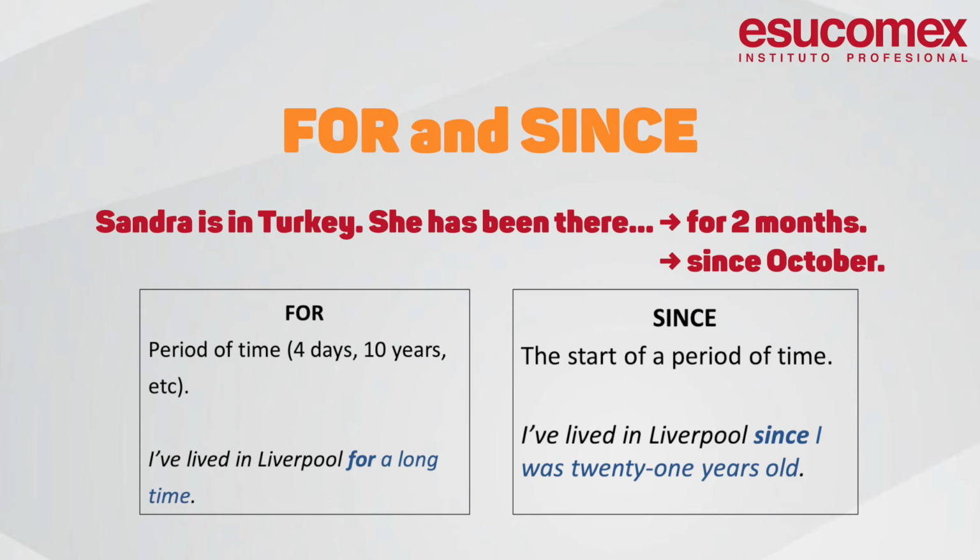For presents a period of time, 4 days, 10 days, etc., as in the example, "I've lived in Liverpool for a long time," in which the period of time is a long time. Since presents the start of a period of time, as in, "I've lived in Liverpool since I was 21 years old." The start of the action is when the person was 21 years old.